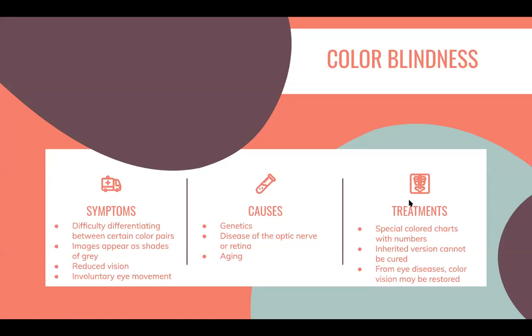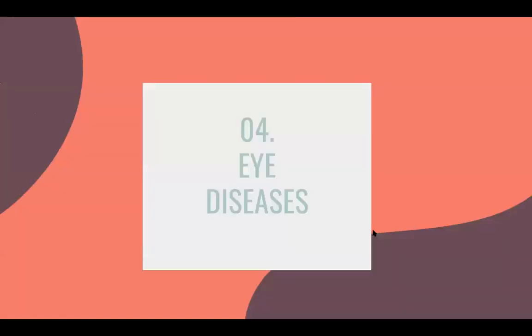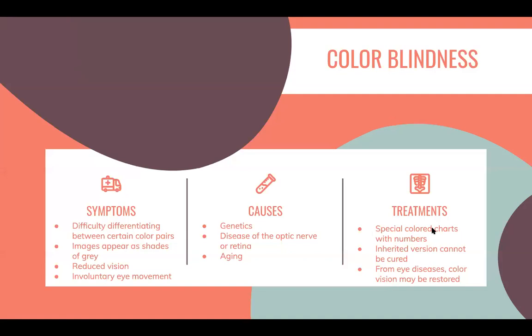So the diagnosis is having those special color charts with numbers and seeing if you can see the numbers or not. You probably had that in school. And so the inherited version cannot be cured. Being born with color blindness, you are just colorblind from birth. They can't fix it at the moment.